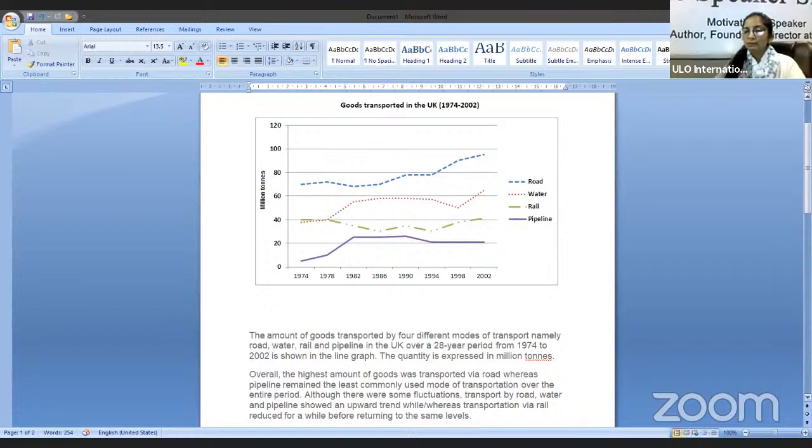Although there were some fluctuations, transport by road, water, and pipeline, there are some fluctuations in these three, water, road, and pipeline. Then they show the upward trend. We can say they increased from 1974 to 2002. Upward trend, while or whereas, we can use any word, transportation via rail. These three we have discussed, some fluctuations are there, but they show the upward trend, or we can say they increased.